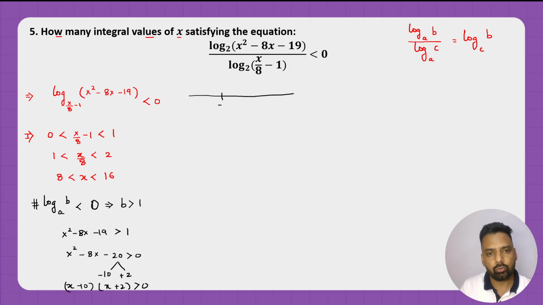तो minus 2 and 10. Okay, minus 2 and 10. Anything to the right side of 10, इस रेंज में the value will be positive, negative, positive. So the range is minus infinity to minus 2 and 10 to infinity.